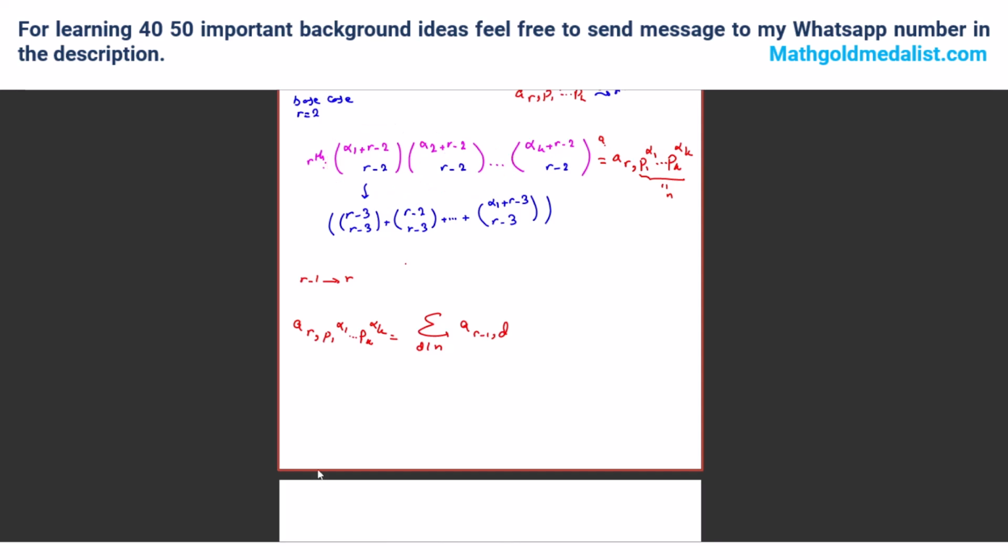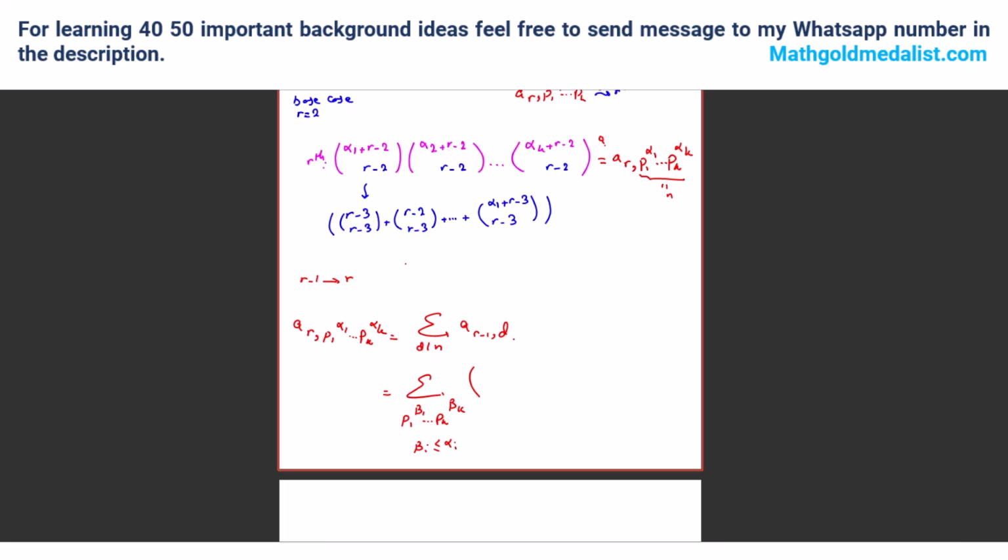Okay, so do you agree, because d divides n, we can say d = p1^beta1 ... pk^betak, where beta_i is less than or equal to alpha_i. We can write divisors like this, right? Alright. And a_{r-1}(d). So by induction, it will be what choose what to what choose what.